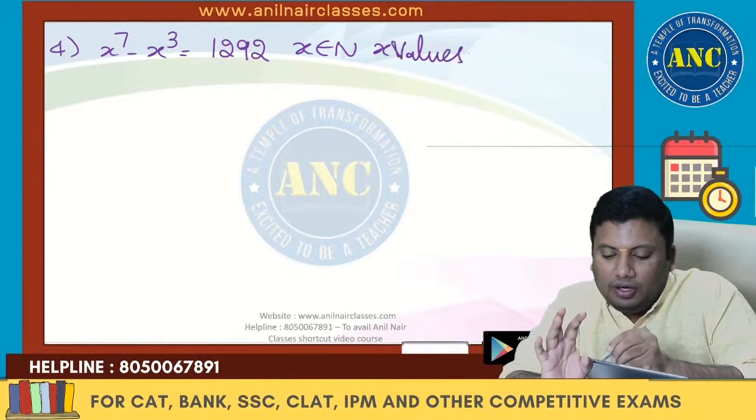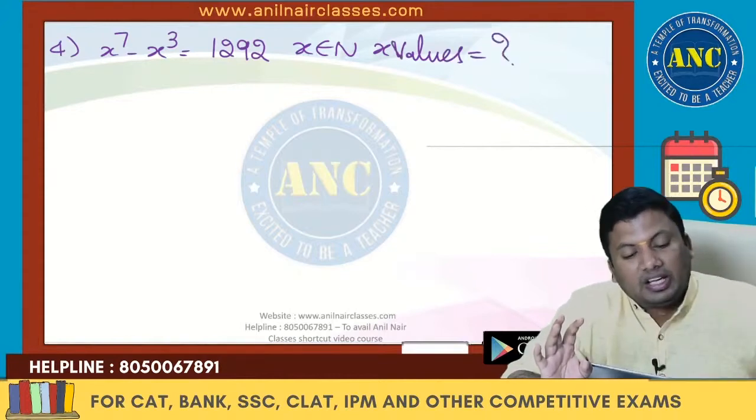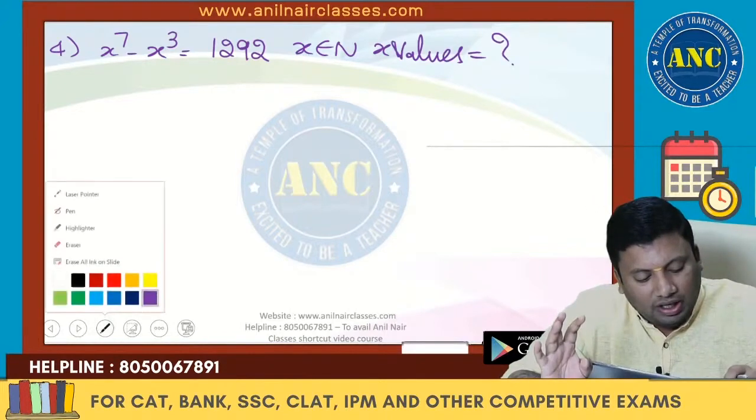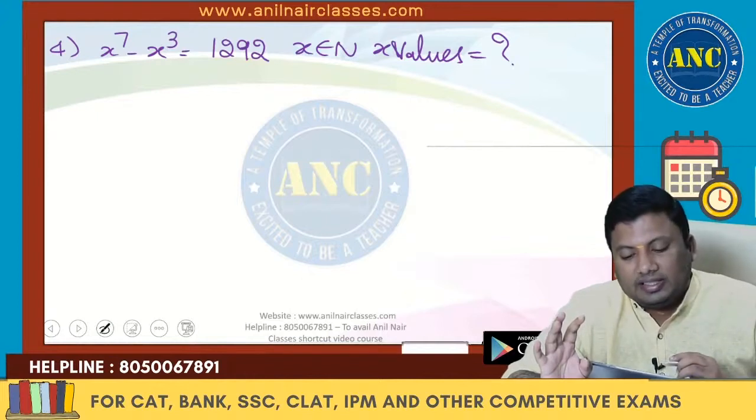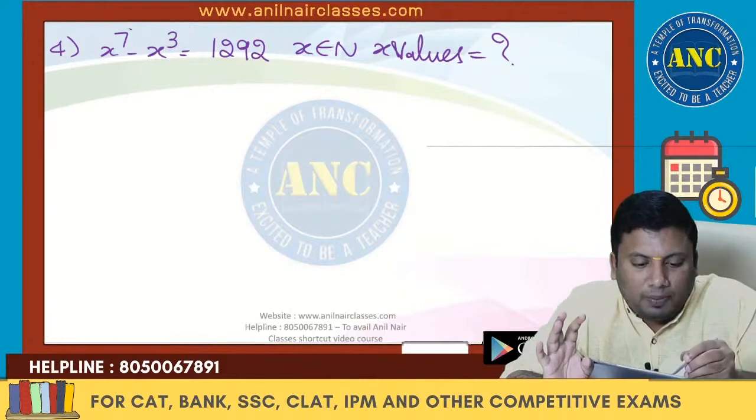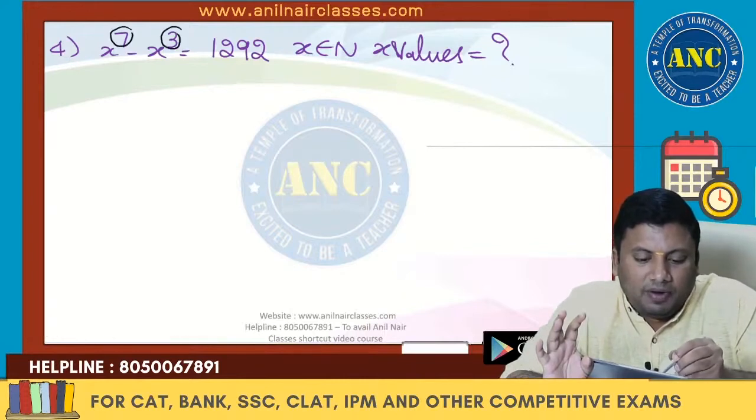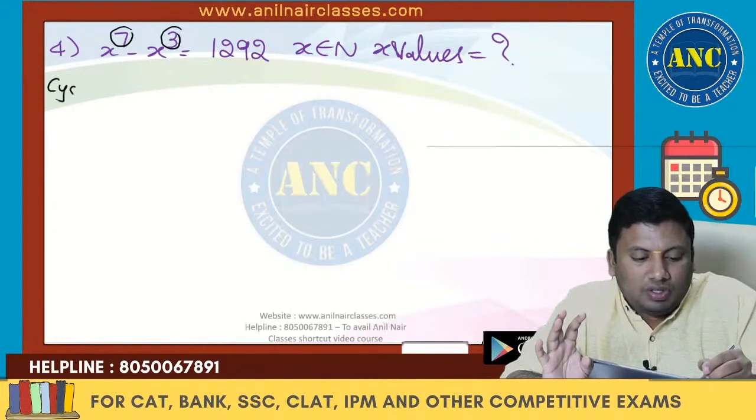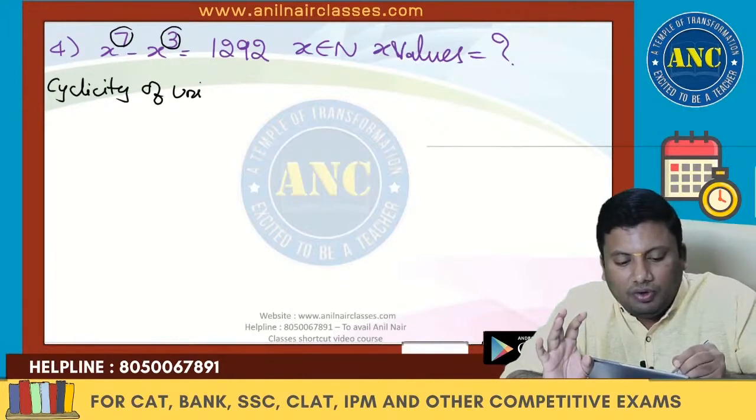How many values will x take? X power 7 minus x power 3 is equal to 1292. X is a natural number. How many values will x take? What is this power? 7. What is this power? 3. Right? There is a beautiful concept in number system: cyclicity of the unit digit.